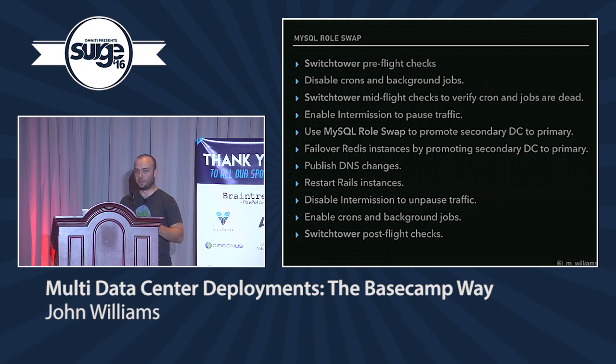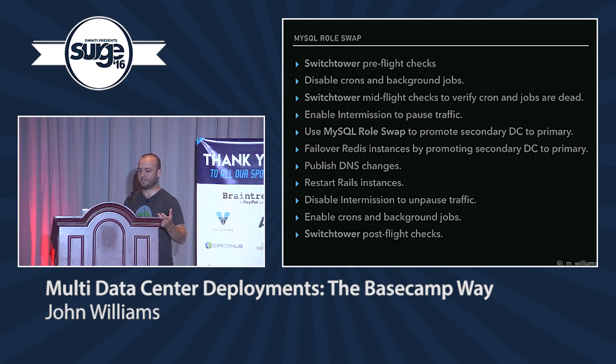Then we enable Intermission to pause traffic. We use MySQL role swap to promote the secondary data center databases to the primary, and we do the same thing in Redis. We just script the Redis promotion of the primary, and then we publish DNS changes. So everything that we do, all of the applications connect to their backend services via CNAME. So that's how we handle it. We publish the DNS changes that point to the new databases.